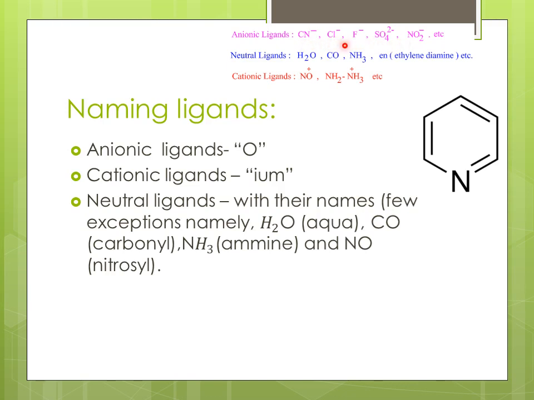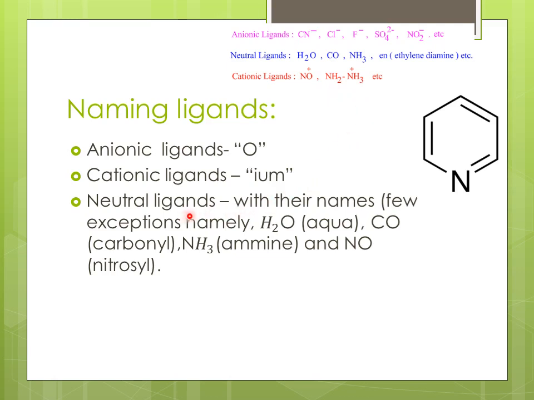Normally, you will name them as cyanide, chloride, etc. But when you name them as ligands, you write cyanido, ending with O, and chlorido, fluorido, sulfato, nitrito, etc. So anionic ligands end with O, but cationic ligands end with IUM. You can see cationic ligands NO plus, NH2-NH3 plus. This is nitronium, and this is called hydrazinium. So both have IUM.